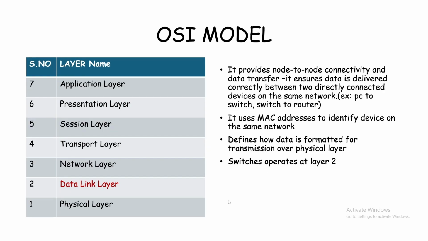The data link layer is adjacent to the physical layer, so it defines how data is formatted for transmission based on the physical cable used, and how access to the physical media is controlled. It also typically includes error detection and correction to ensure reliable data transfer. Here, switches operate at layer 2.